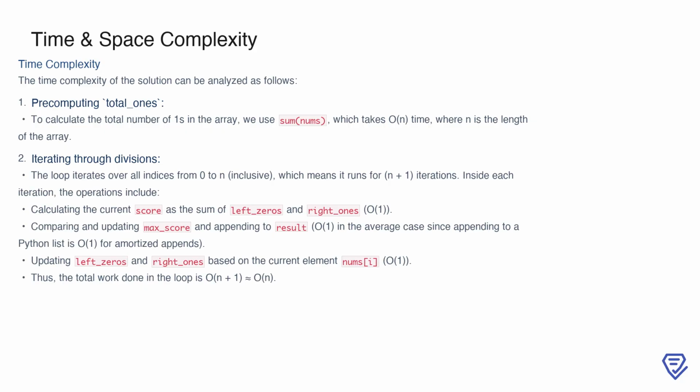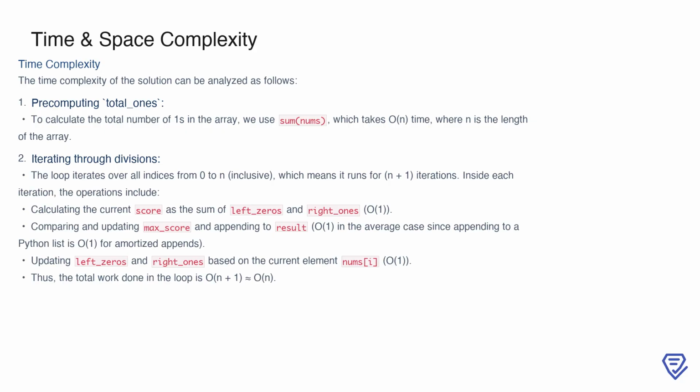Next, we have the iteration through all possible divisions of the array. This loop runs for n+1 iterations since we evaluate divisions at every index, including before the first and after the last element. Within each iteration, the operations are efficient in constant time: computing the score by summing left_zeros and right_ones is O(1), updating the maximum score and appending to the result list is also O(1) on average, and updating the cumulative counts of zeros and ones is similarly O(1). Therefore, the total time for the loop is O(n+1), which simplifies to O(n).